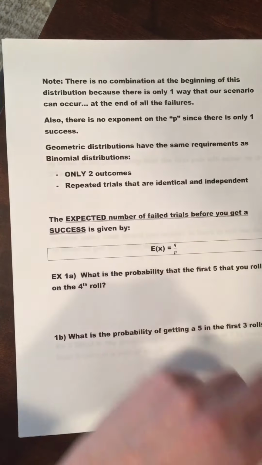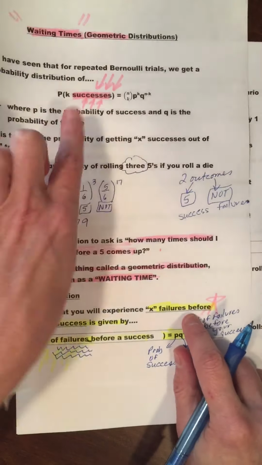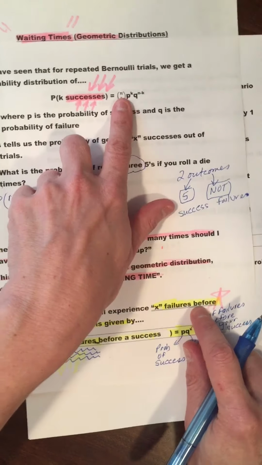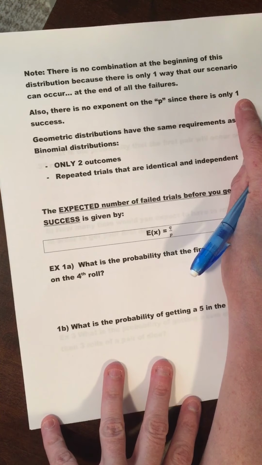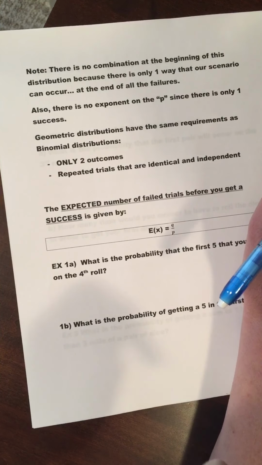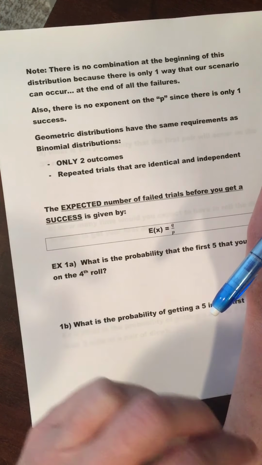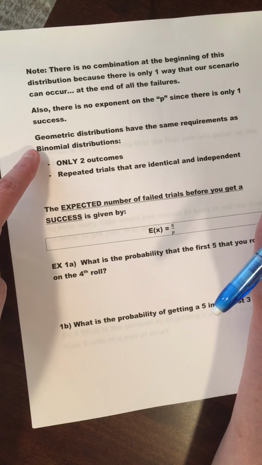Also, there's no exponent on the P. Did you notice that as well? On the probability of success, in Bernoulli, it's raised to the number of successes. In geometric, it's raised to the exponent 1. And why? Because there's only one way to have a success. Okay, so the two formulas are quite similar. Now let's take a look again at the similarities.